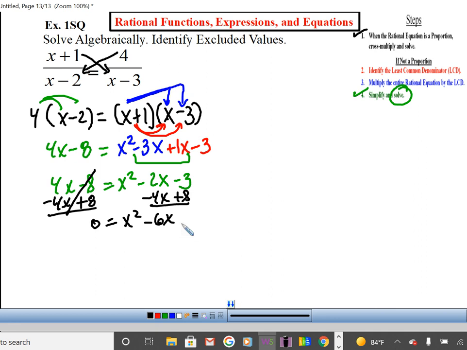Negative 6x plus 5. Does this look familiar now? Yeah. We need to solve this. How do we solve it? We need to factor it. How do we factor it? Tell your neighbor.